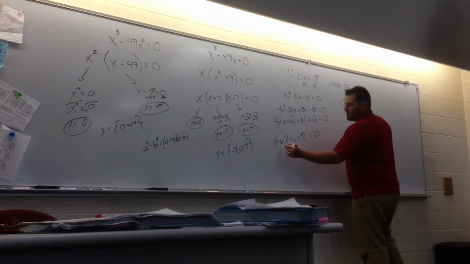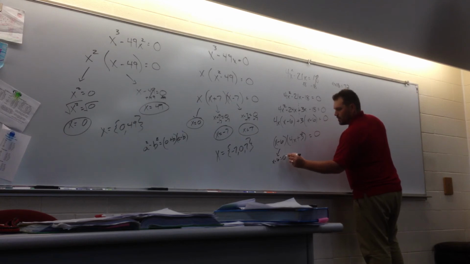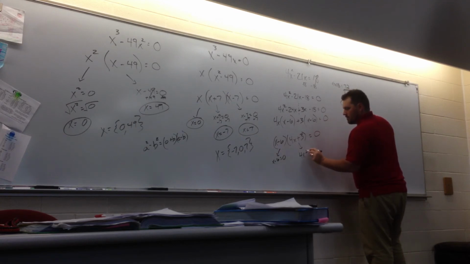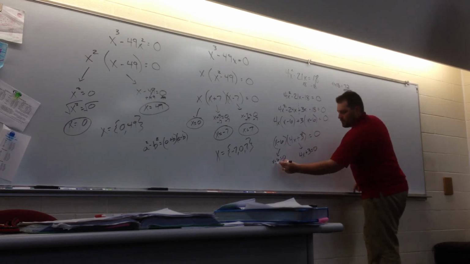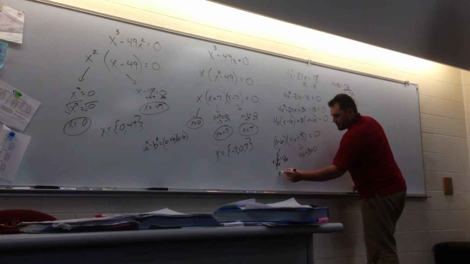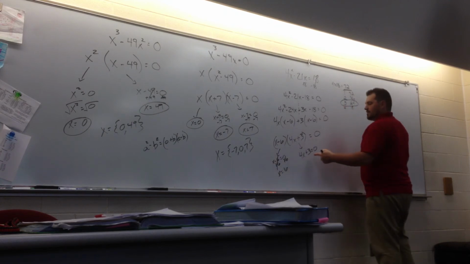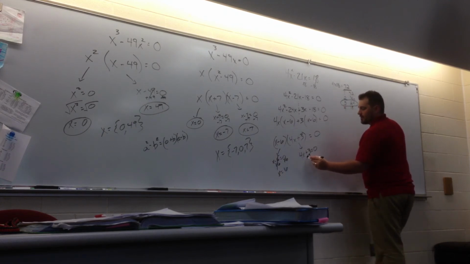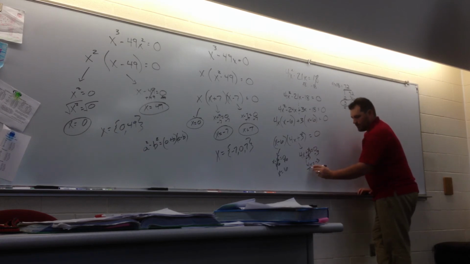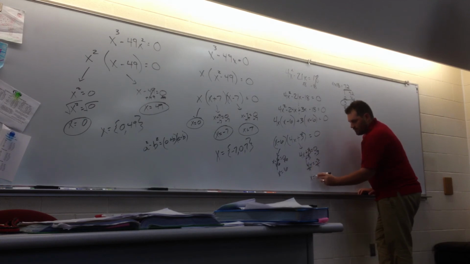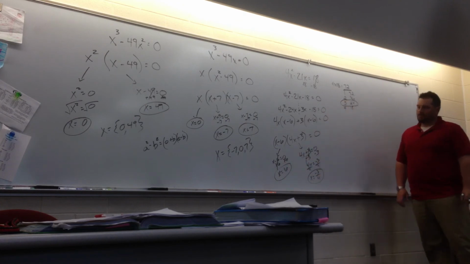Right, I set each piece equal to 0. So I have x minus 6 equals 0 and 4x plus 3 equals 0. This one's real easy. I just add 6 on both sides and x equals 6. This one, I have to add, or subtract 3, sorry. I have to subtract 3 from both sides. So I have 4x equals negative 3. Then I divide by 4. So x equals negative 3/4 and a positive 6.